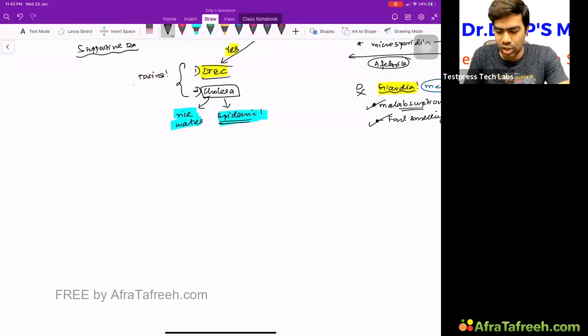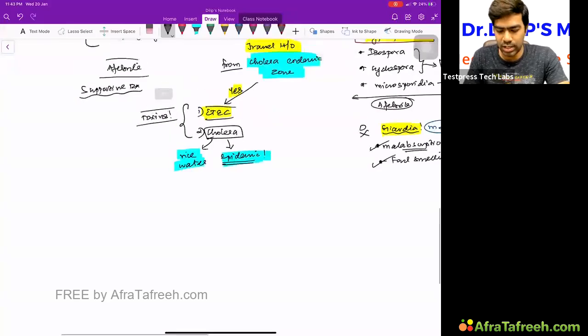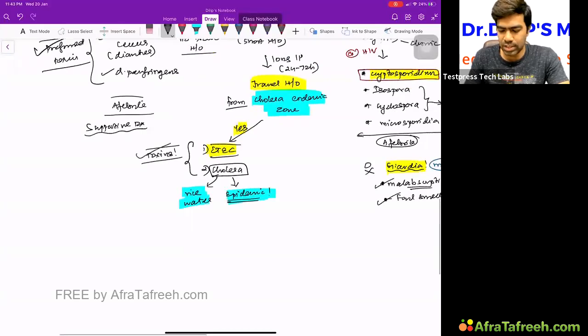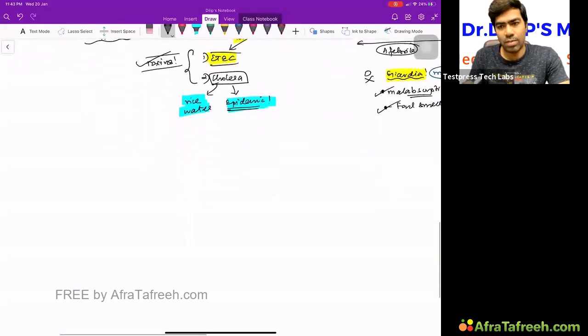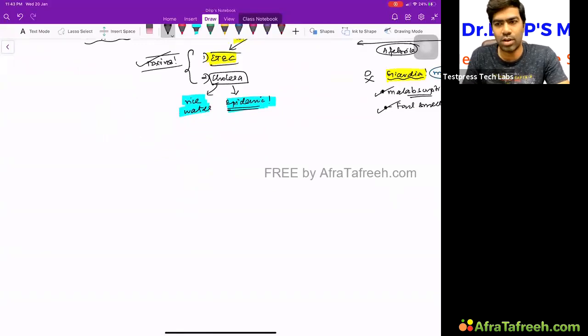But in this setting, it's not due to preformed toxins. Remember, there is a difference between preformed toxins and toxins that are formed after the bacterium is ingested. In cholera and ETEC, the toxins are formed after the bacterium is ingested. So it will be more severe. But the patient will still be afebrile.